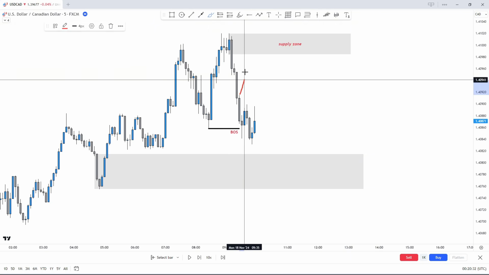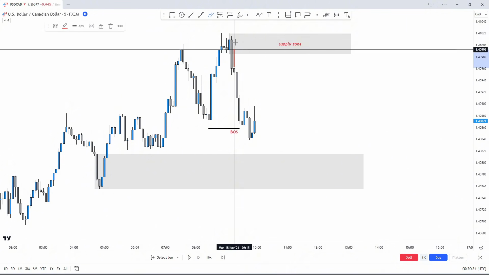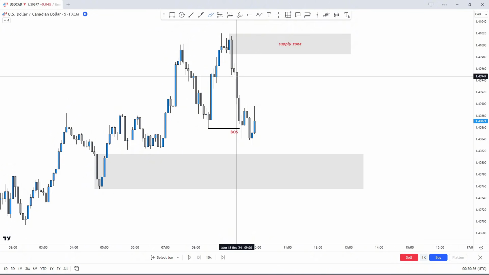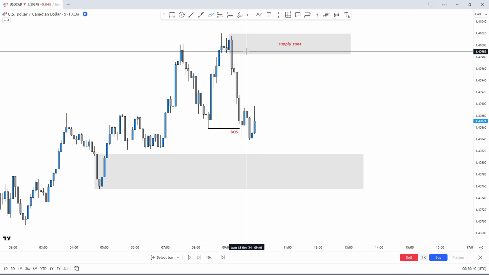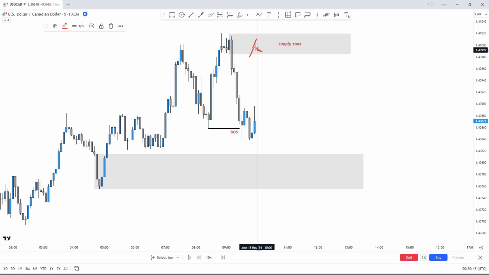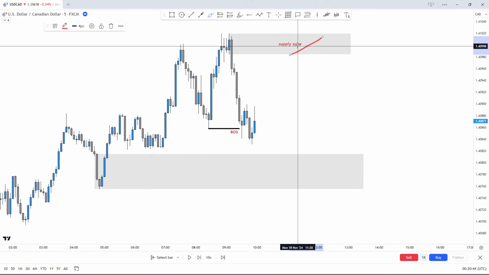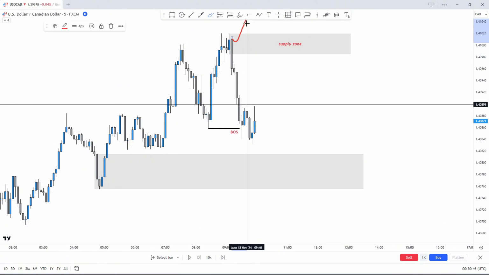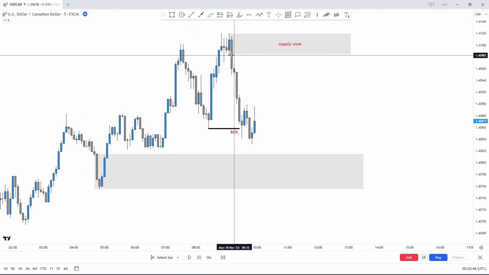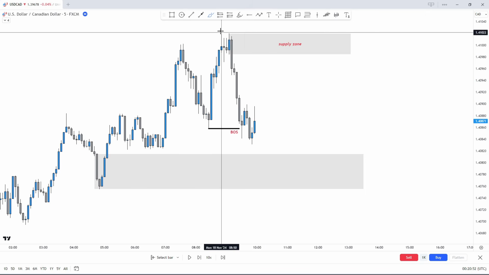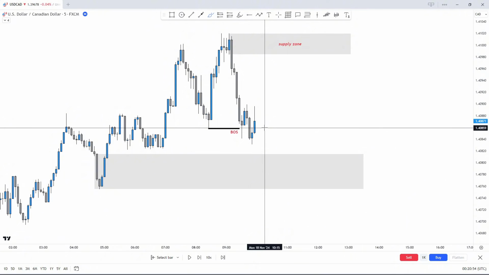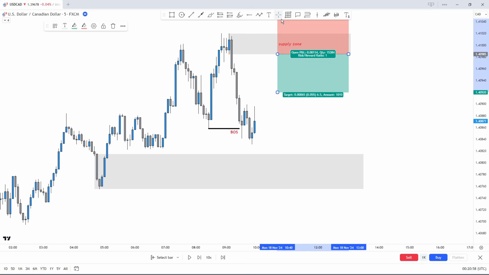If, for example, this wick or this wick or this wick came back into the zone, or price closed already in the zone, then we know that the supply zone was already tapped into. Therefore, we won't be trading it again. However, it is unmitigated, a bearish engulfing, break of structure towards the downside, and an impulsive move towards the downside. Everything is therefore valid. What do we do? We take our entry from there.